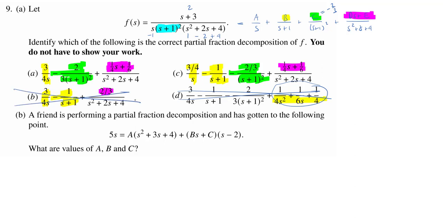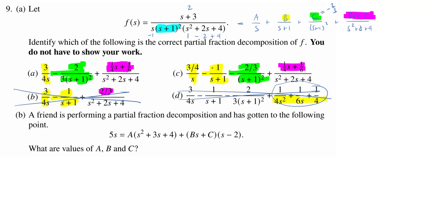Okay, so we're down to just A and C. These were the same over s, so we're not worried about the A term. And they were the same in the Ds plus E over the s squared plus 2s plus 4. Those are exactly the same. So what's the difference? This one doesn't have the B term, whereas this one does. So maybe we can figure out what the B term is.